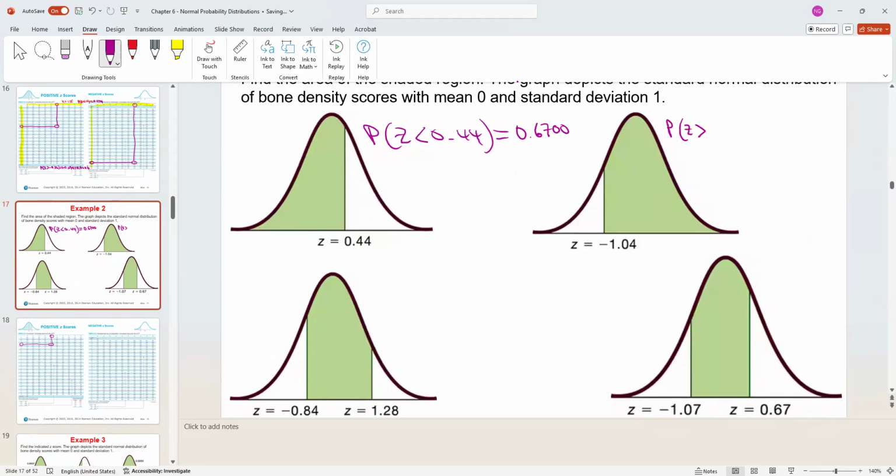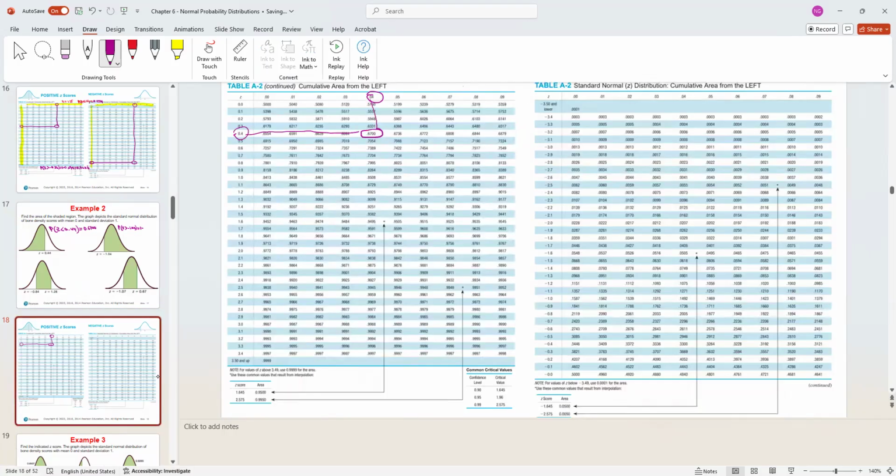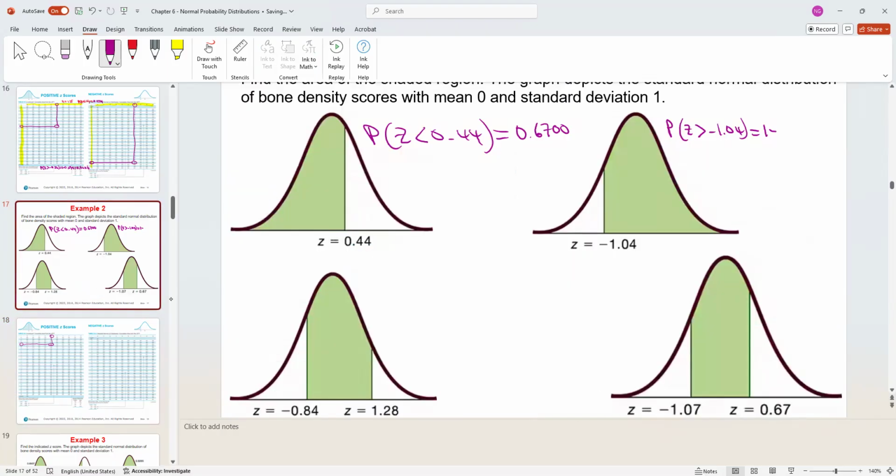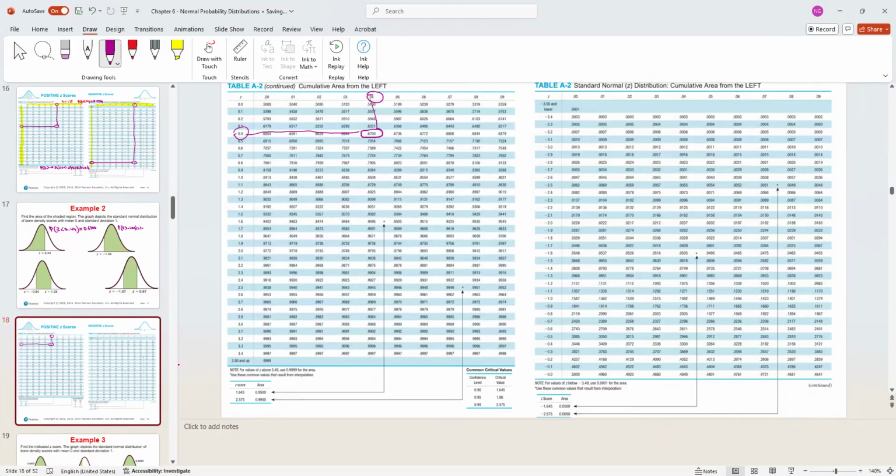And this one, you see, Z is greater because they said on the right, it is greater than negative 1.04. First of all, because it says greater, then I need to subtract the corresponding probability from 1. So I go back to this table. Remember, we're going to look for negative 1.04. First of all, I take negative 1, 1, 0. Let's make it 0.4.